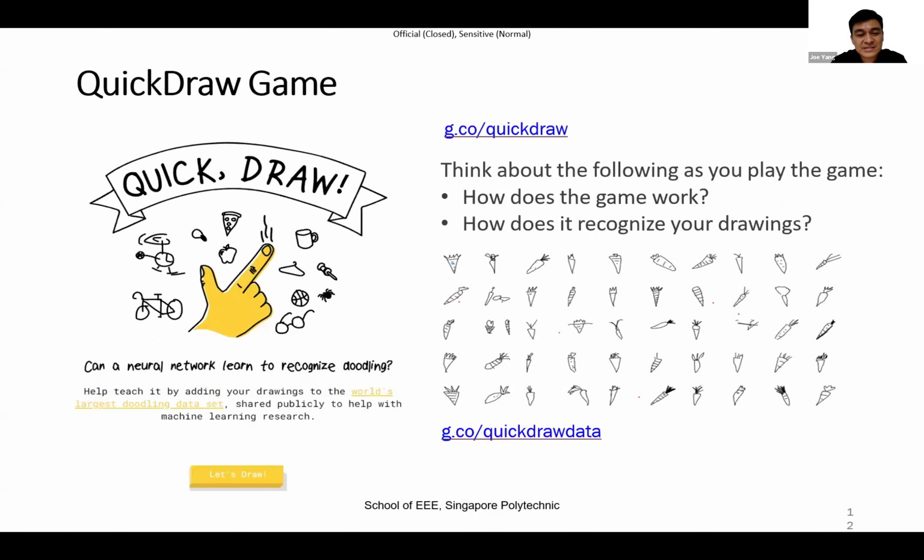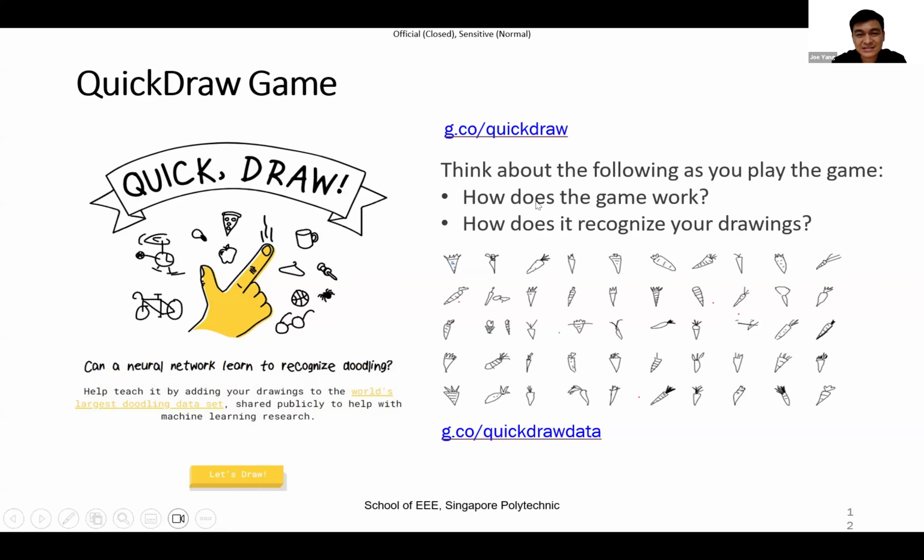So the next topic: let me show you how machines learn, by doing some activities. You can take note of this URL and try it yourself. You can just type in g.co/quickdrawdata. This is from Google, and I'll bring you to this website.